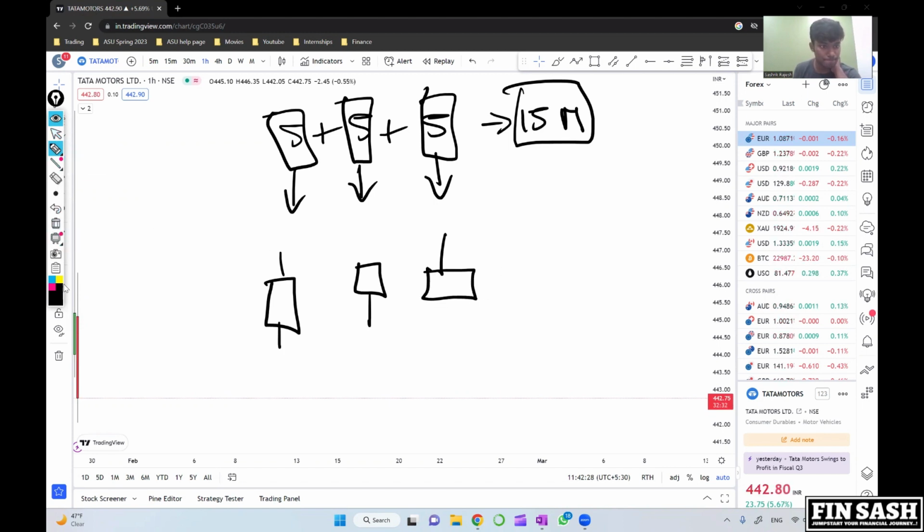And this is a red candle, this is a green candle, this is a red candle. Okay, so this is the price movement for 5 minutes. This is the next 5 minutes. This is the next 5 minutes. Okay.